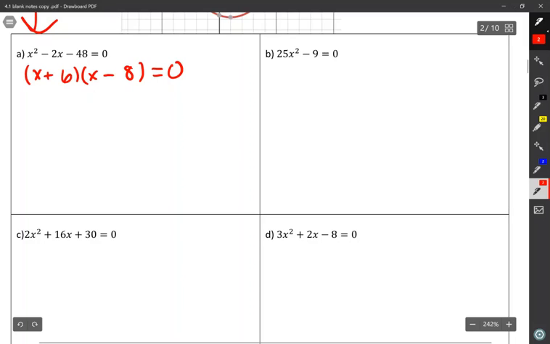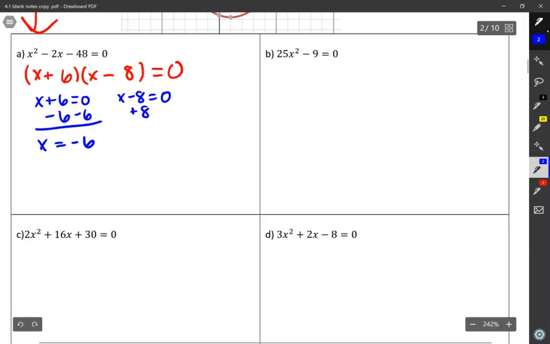And then, of course, you have to use the zero product property, which says, well, if these two things multiplied equal 0, then x plus 6 will equal 0, and x minus 8 will equal 0. We'll solve them both. And most of you will just do this step in your head. x equals negative 6. x equals positive 8. And we already actually knew that from that graph.